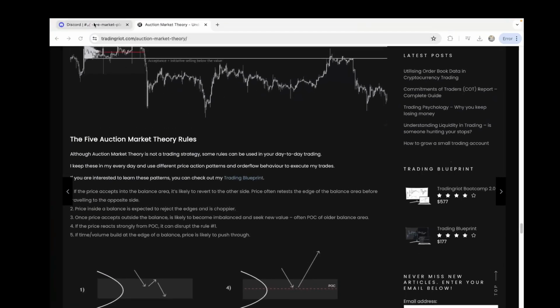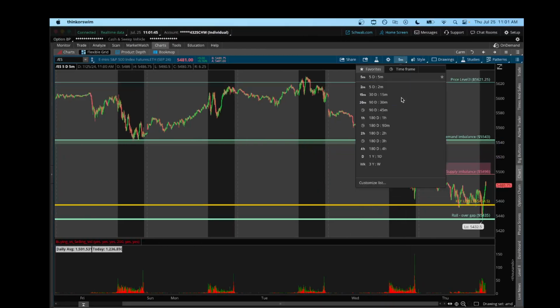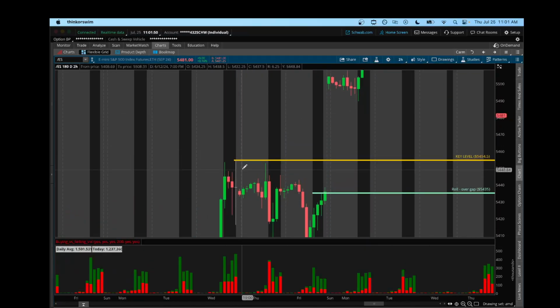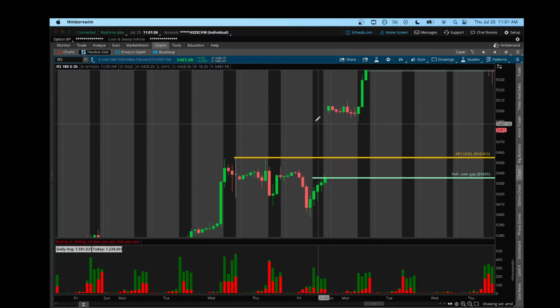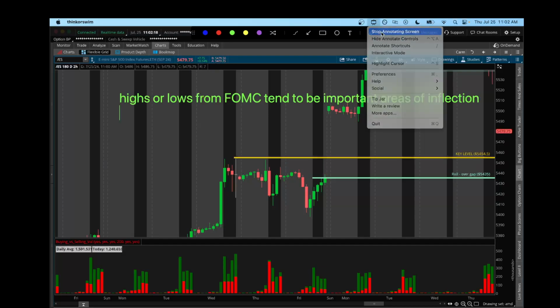But back to my pre-market plan, I'll show you how I got my 5,450 level. So now we have the rollover gap, and then we have a 5,450 level. Where I got this was that 5,450 was the FOMC high right here on June 12th of 2024, which we never tested. Another thing that's very important that I would mark down: highs or lows from FOMC tend to be important areas of inflection. This is just what I learned from my mentor. So this is an FOMC high, and it usually gets respected really well, especially because it hasn't gotten tested.